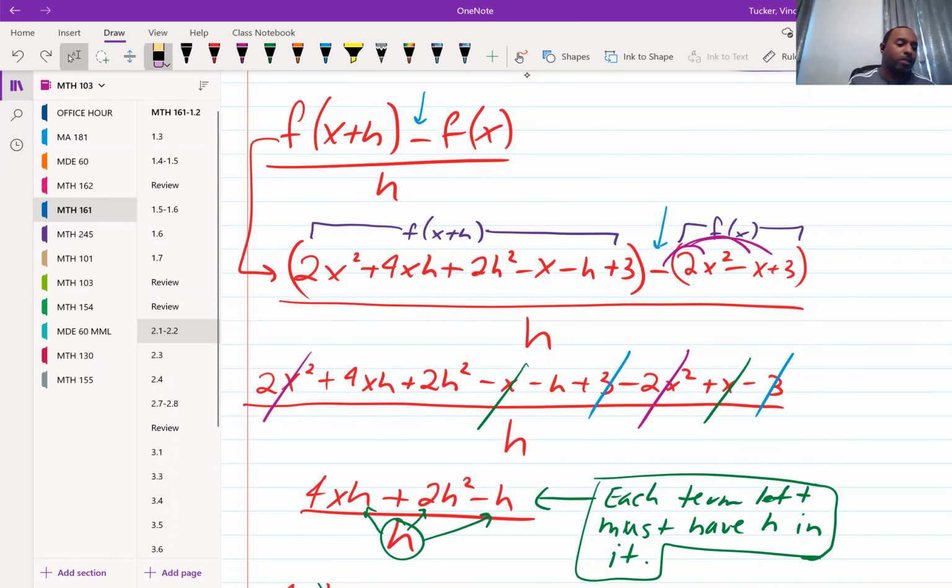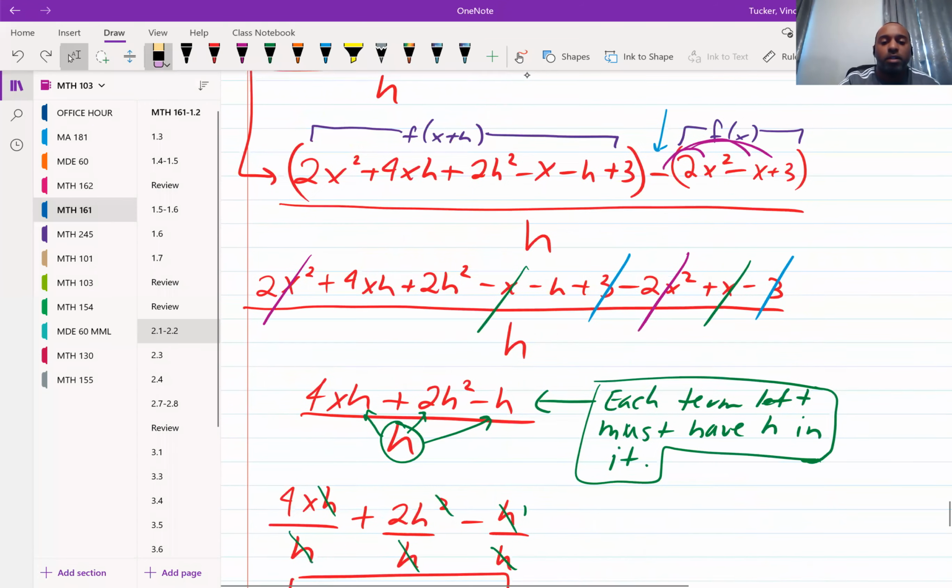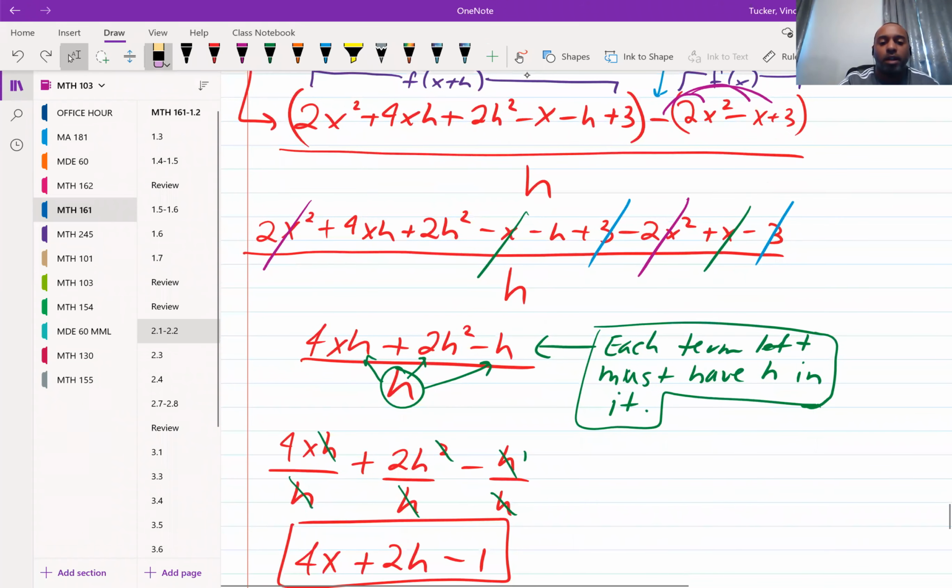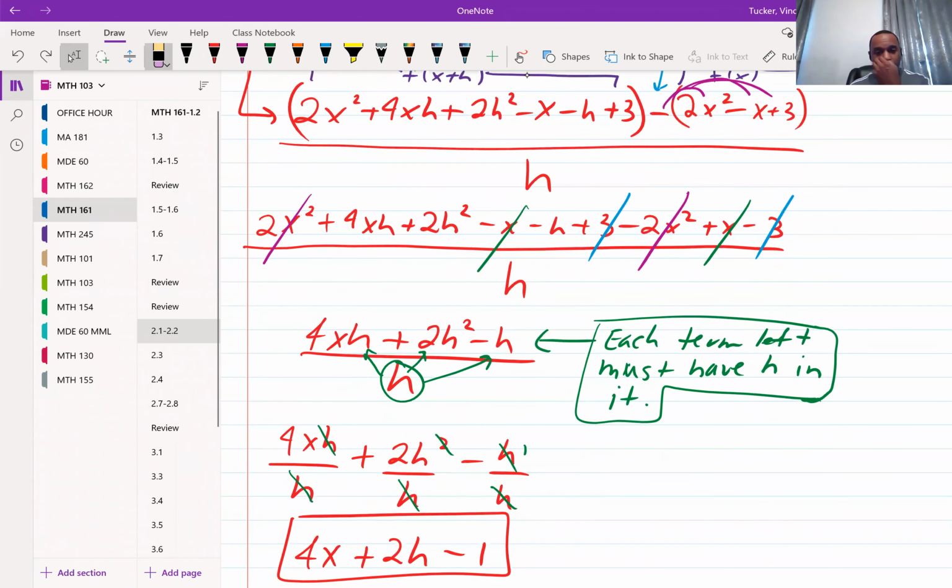But like I said, that part is in calculus. This part right here, just know that each term has to have h in it so that it can cancel out completely. And what we're left with is 4x plus 2h minus 1. So there's an h left in that 2h term because it was 2h squared. But that's fine as long as h is not in your denominator. If I put a 0 right here, 2 times 0 is just 0, so that's fine. But what we did not want was h in our denominator. So that would be your difference quotient.